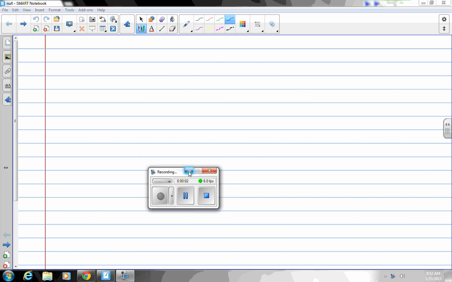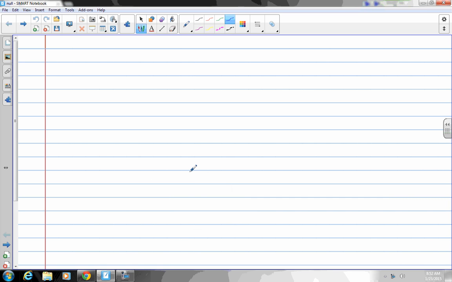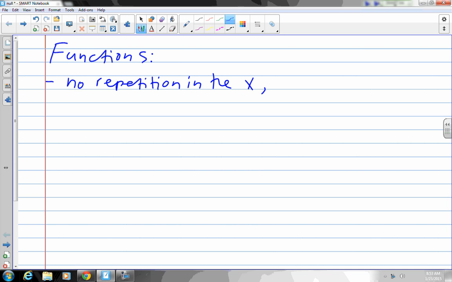Different y values, right? So the vertical line test, all that fun stuff. You guys remember that from algebra? I'm sure you'll review. So functions. So remember, kind of no repetition in the x type of deal. No repetition in the x, the vertical line test.